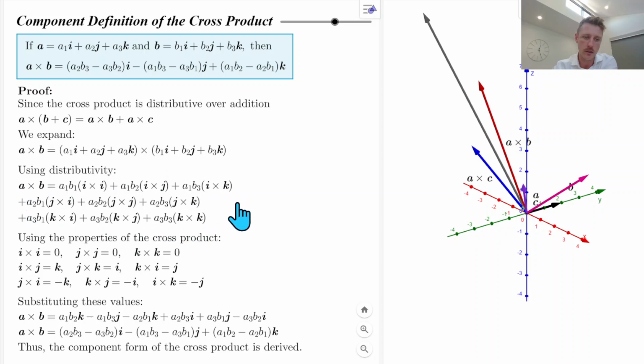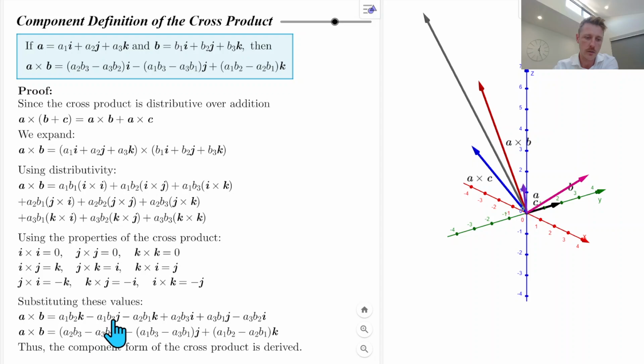You get this monster, but it simplifies nicely. Using the properties of the cross product, which we spoke about on the previous slide, you can see here we've got things like I crossed with I, but we know that that's equal to the zero vector. There's a slight typo here, these should be bolded zeros, but these are equal to the zero vector. So substituting those values in, this part disappears. I trust that you can crunch the numbers here. This one here will also disappear. So you end up with this.